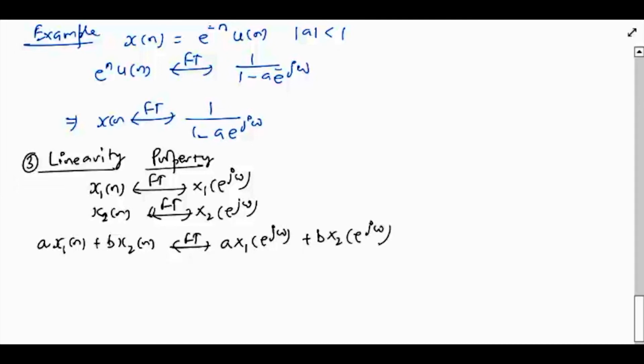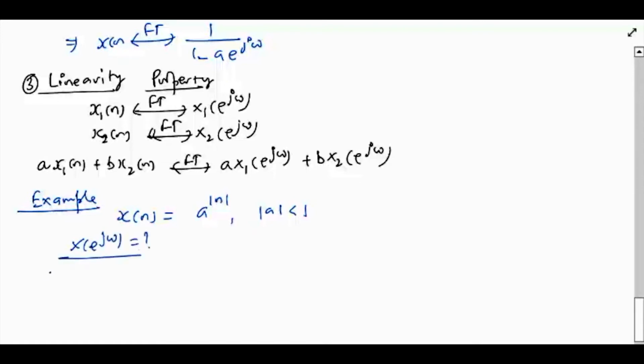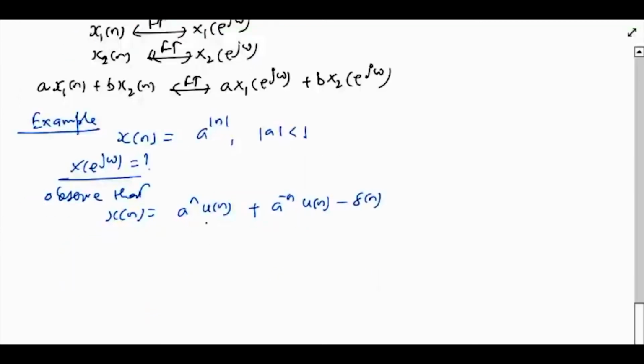Okay, let's see an illustration of this property with an example. Let's say that we want to evaluate the Fourier transform of x[n] equals a^{|n|}, where again modulus of a is less than 1. So what we want is X(e^{jω}). Observe that x[n] can be decomposed as a^n u[n] plus a^{-n} u[n], minus δ[n].